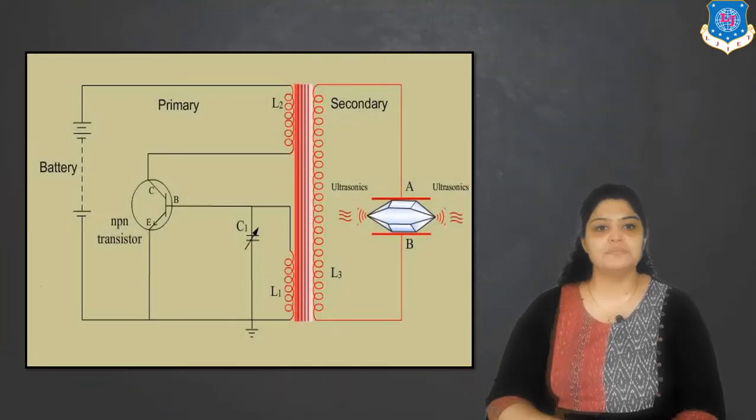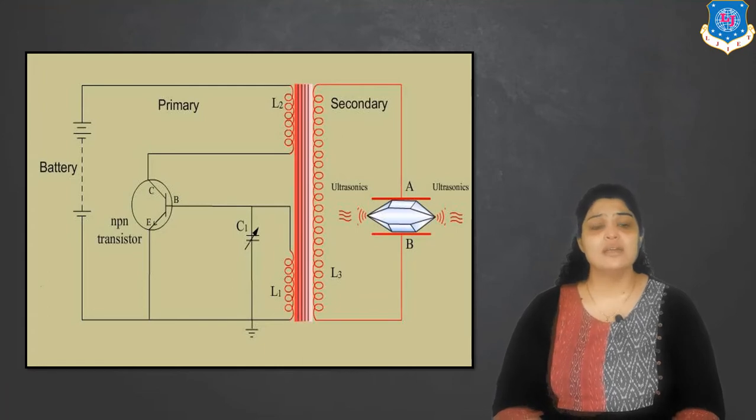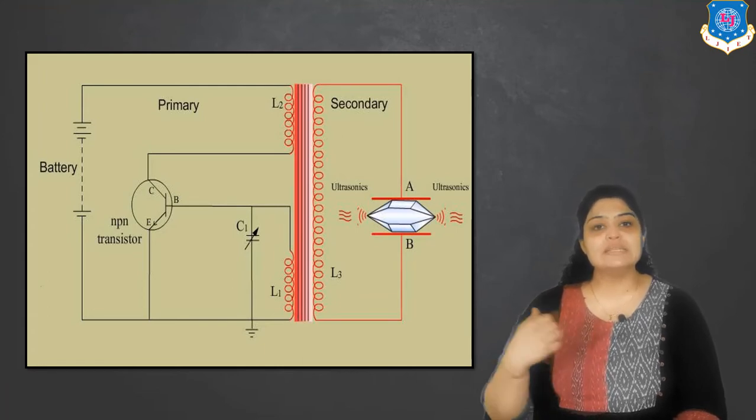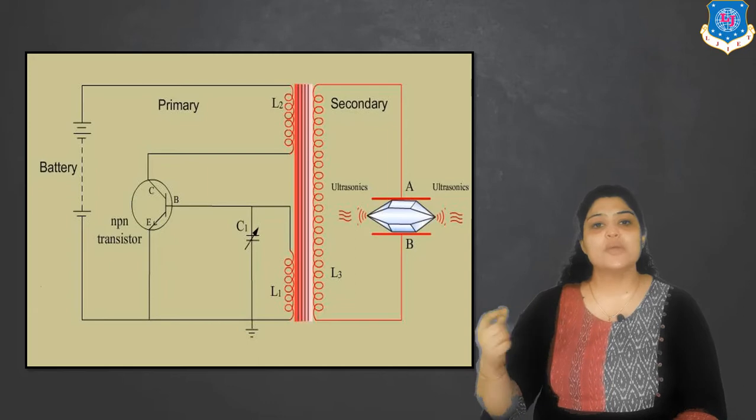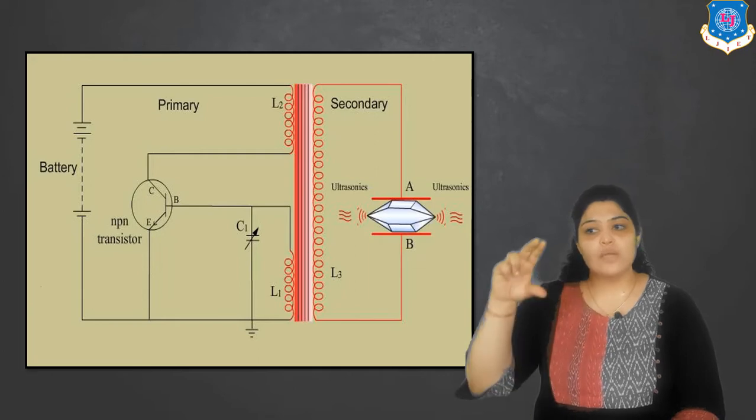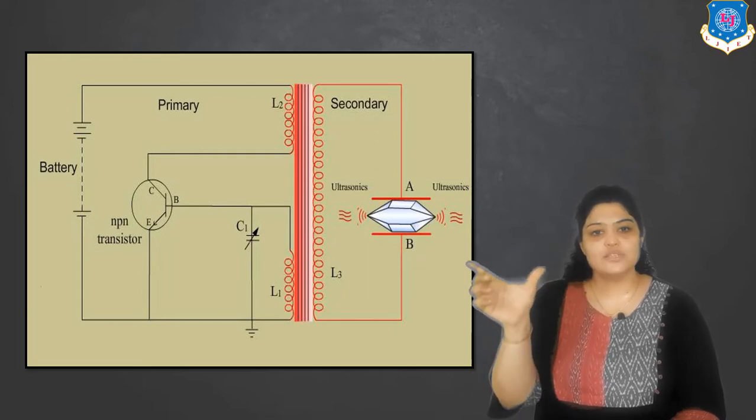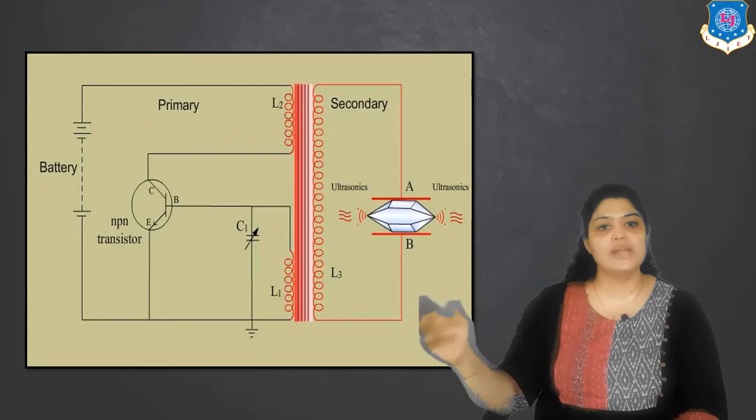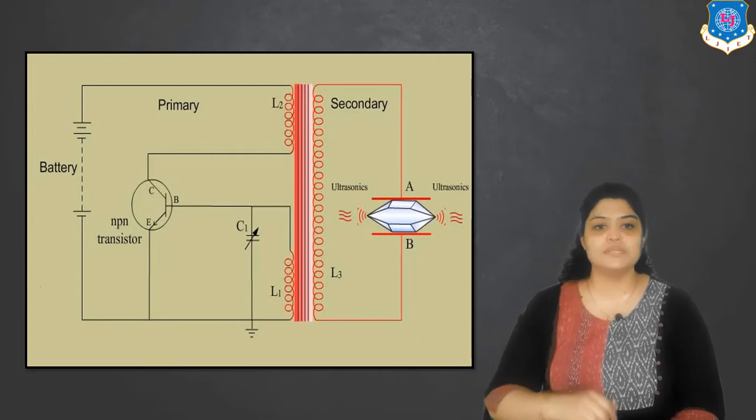So in the diagram, you can see that there is a secondary coil, the secondary coil L3. You can see plates A and B, and there is a crystal in between. There are ultrasonic waves shown. Now, if I have metal plates like this, my crystal will vibrate like this. So ultrasonic waves are shown from the opposite sides.